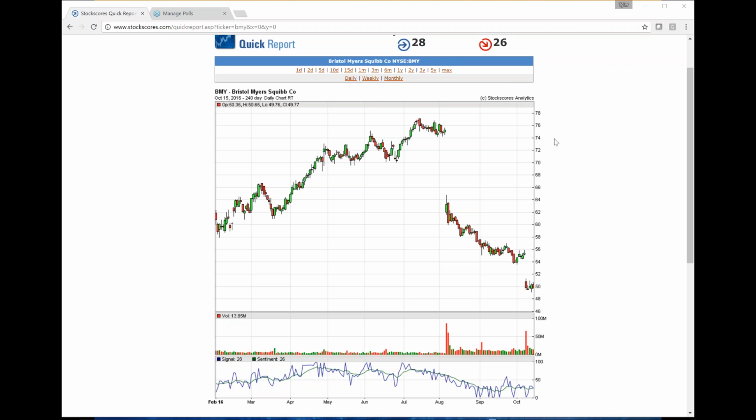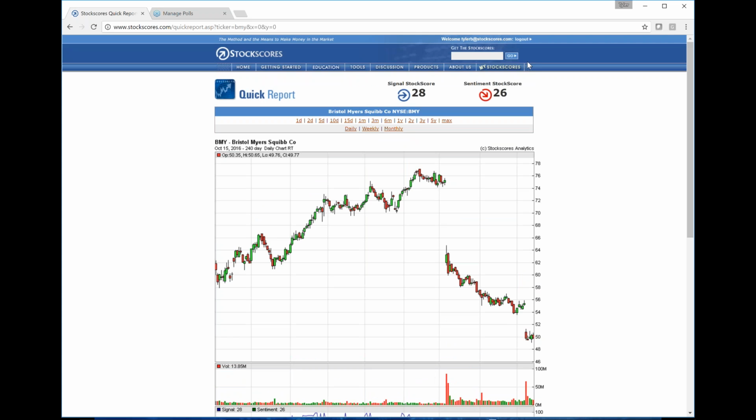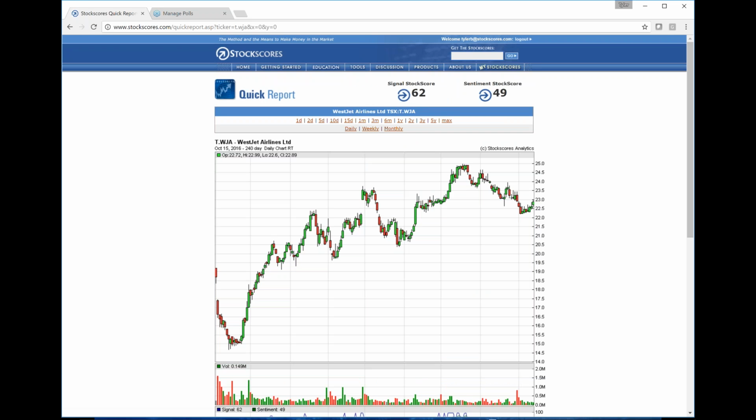Okay, so next one, WestJet. Let's do WestJet. For Canadian symbols, you need a prefix. So we go up to the top of stock scores and punch in T.WJA. The prefix for the Toronto Stock Exchange is a T dot. And there you can see the WestJet chart.